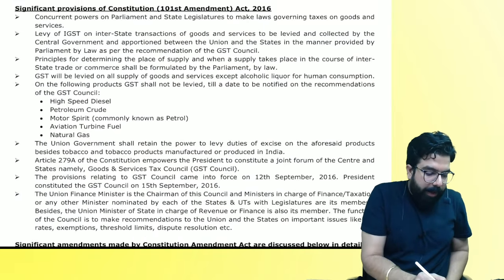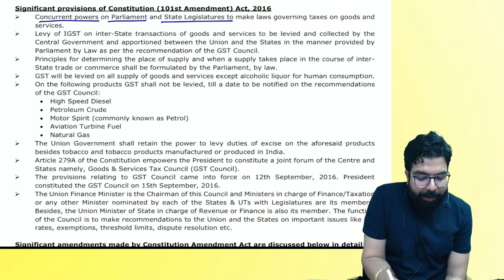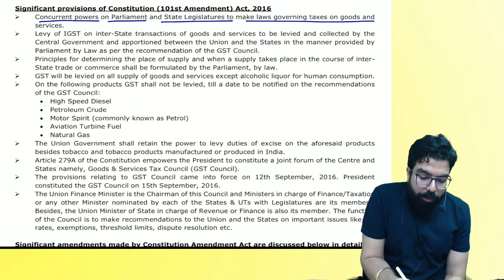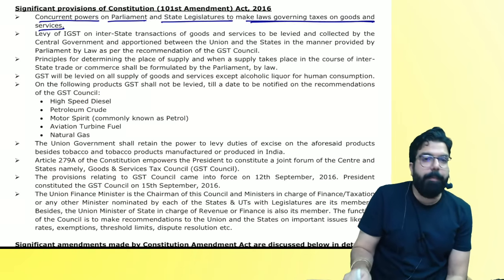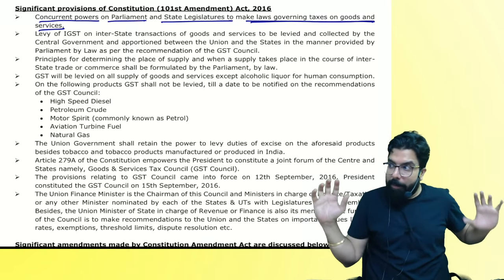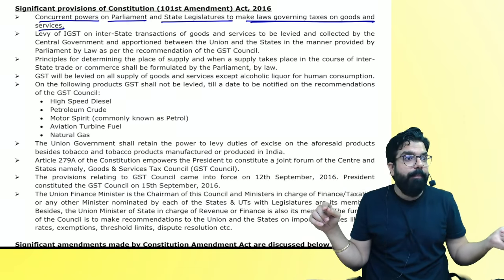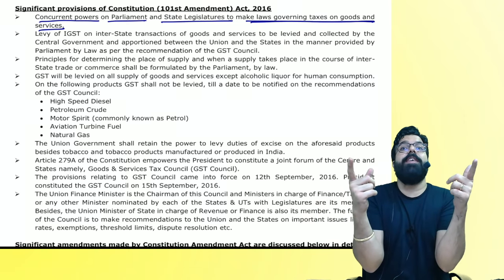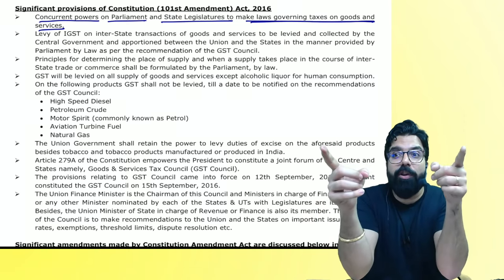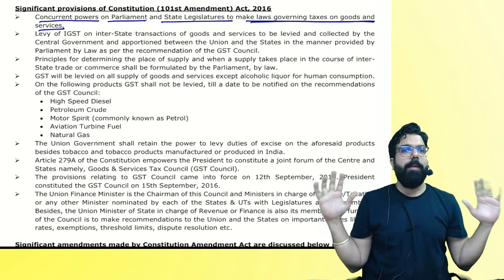Listen, it gave concurrent power to Parliament and state legislature to make the law governing taxes on goods and services. Did the central government and state government get equal power? Article 246A was introduced. Because of which constitutional amendment act? The 101st.